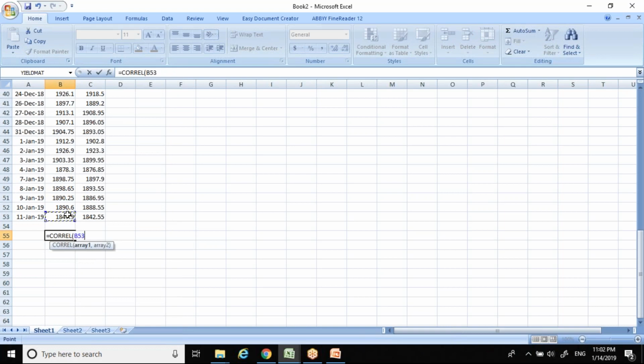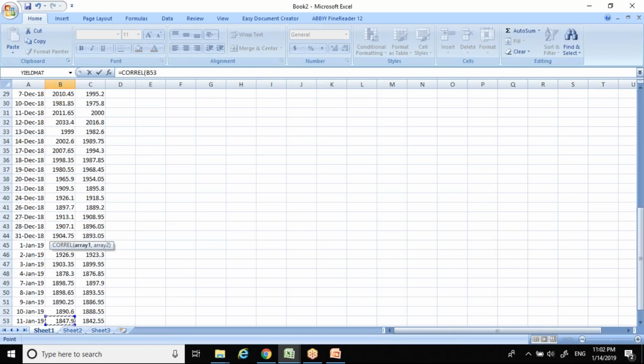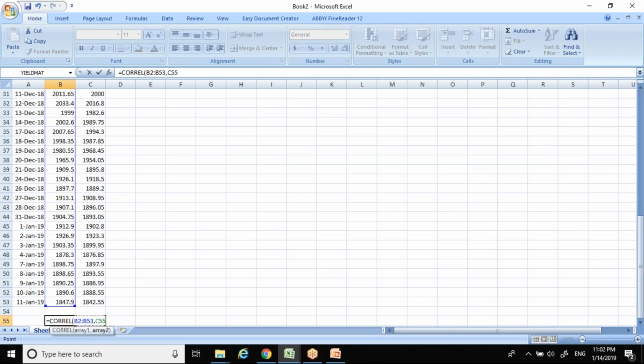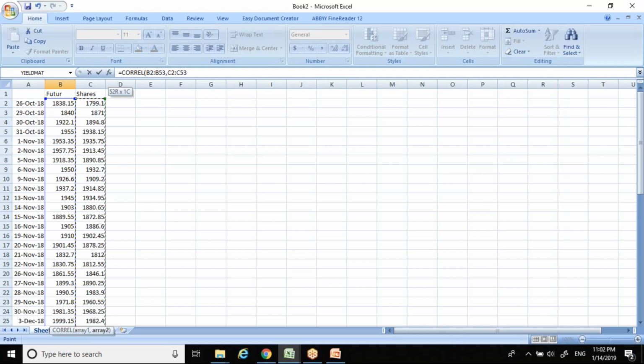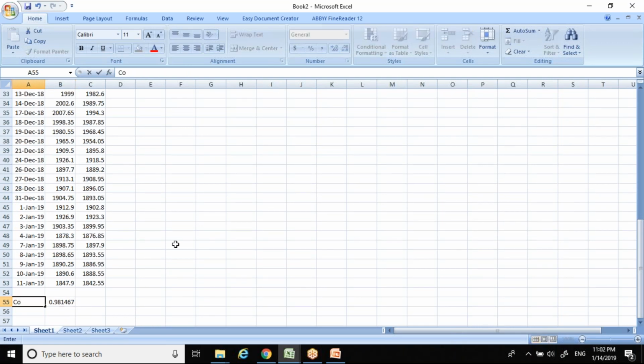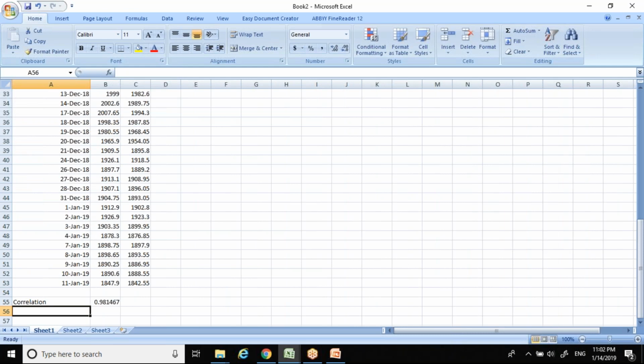Array 1, comma, array 2. Get it. So the correlation is 98%. Obviously, there will be, because these are contracts. So contracts will be highly correlated. Correlation is around 98%.